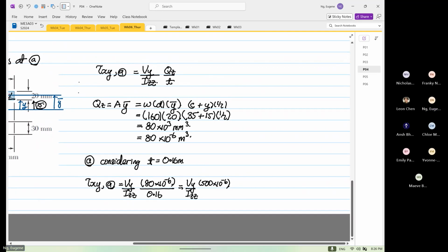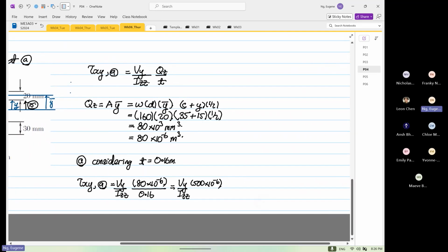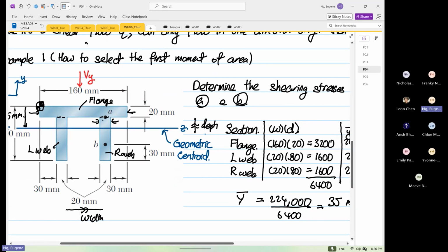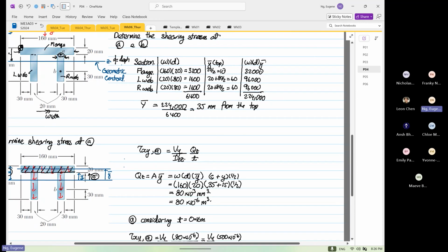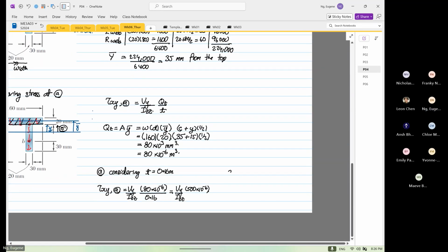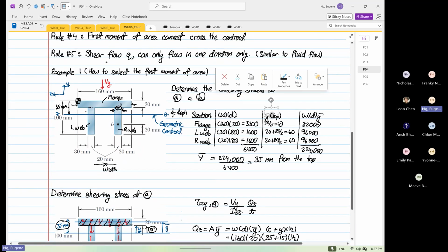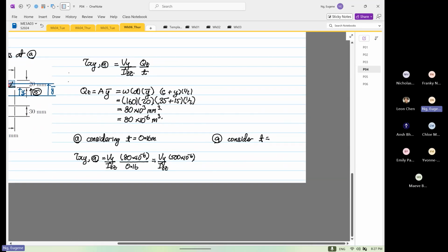Okay. Or, because of the thickness at A, you can also consider the web. So when that's the case, if we consider A, consider the thickness. At point A, you have two thicknesses. You have a thickness on the left-hand side and a thickness on the right-hand side, so you have twice 0.02.